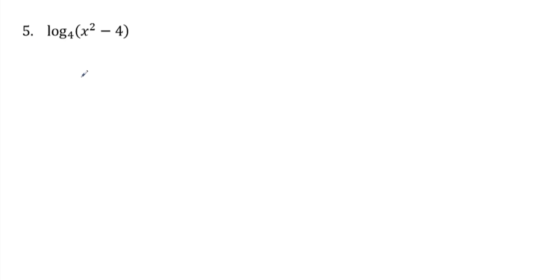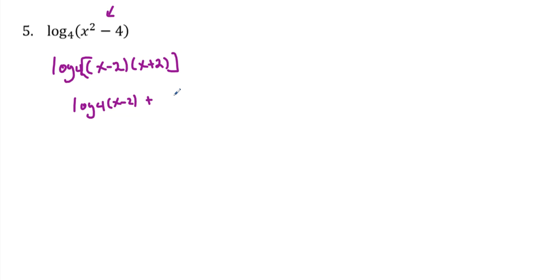So log base 4 of x squared minus 4. Okay, what's going on here? Well, guess what? That's a difference of two squares. Let's play with that. So log base 4, that's going to be x minus 2 times x plus 2. Yep, I've got some multiplication going on here, don't I? Okay, so let's take care of that. I'm going to do log base 4 of x minus 2 plus log base 4 of x plus 2. Kind of knocks it out right there. So look for these little things as well.